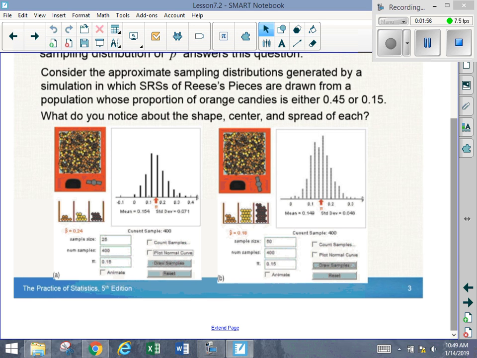So what do we notice about the shape, center, and spread of each of these things? I know it's really hard to see, but this one is a sample size. So over here on the left-hand side, we have a sample size of 26. So we took 26 Reese's Pieces, and we are looking at the proportion of orange candies, right? So I think they're orange, brown, and yellow, right? So we look at the proportion of orange candies.